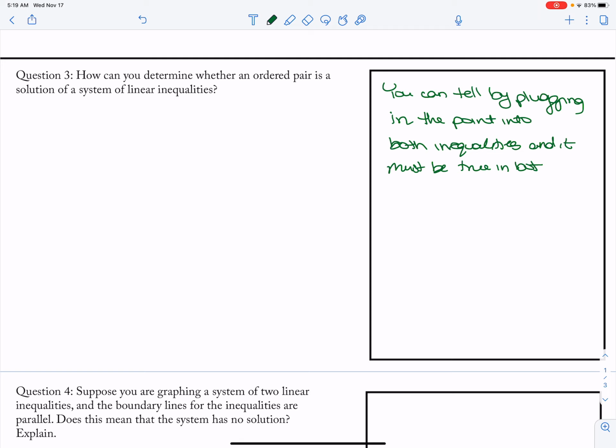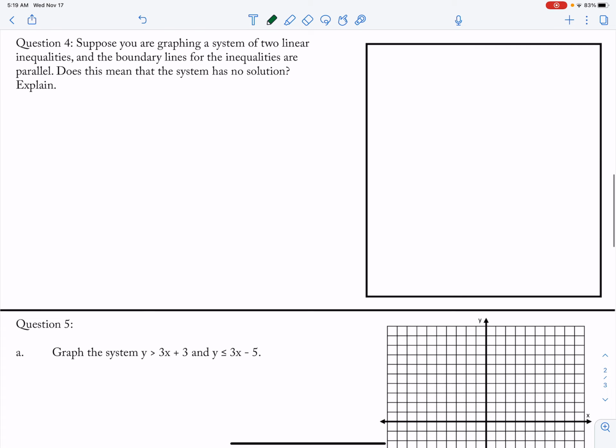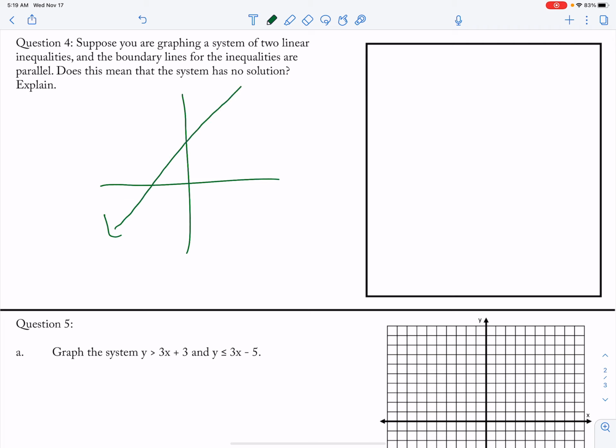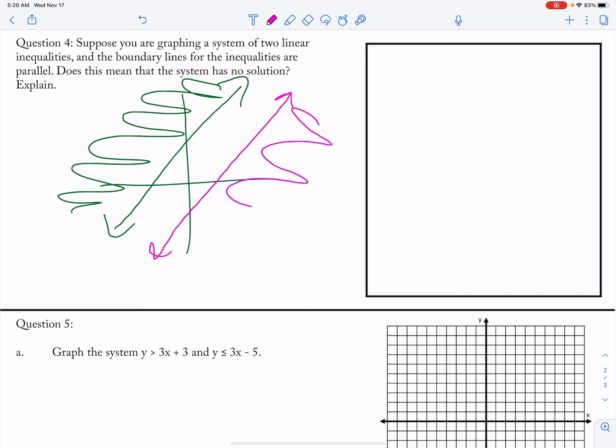Now, I really want you to do question 5. So we're going to do question 4 instead. Suppose you're graphing two lines and they are parallel. Does that mean that the system has no solution? The system has no solution if when you shade, right? So here are your parallel lines. If your shading has no solution, that means that when I shaded one line, it was here, and when I shaded the other line, it was on that side. That gives you no solution.